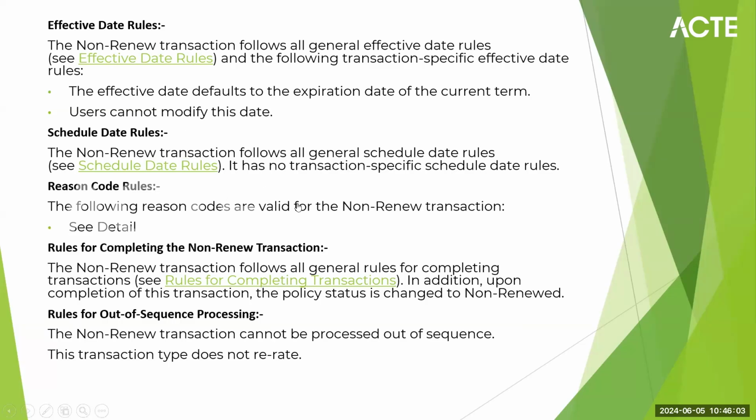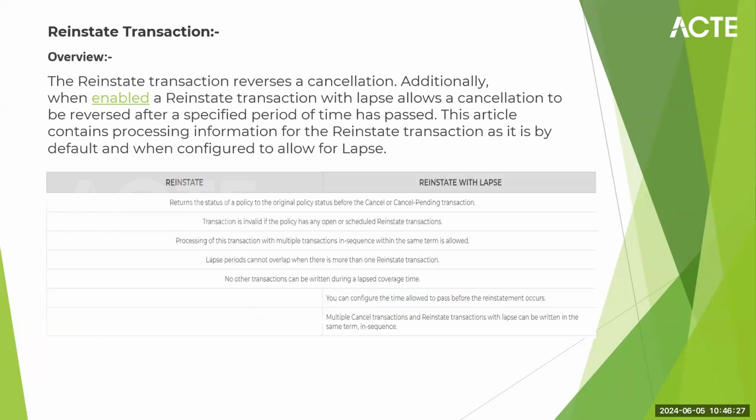Okay. Schedule date rule. There is no specific schedule date rule. Rules for completing the non-renew transaction: the policy will be changed to the non-renewed status. Rules for out-of-sequence processing: the non-renew transaction cannot be processed out of sequence. That is not applicable.